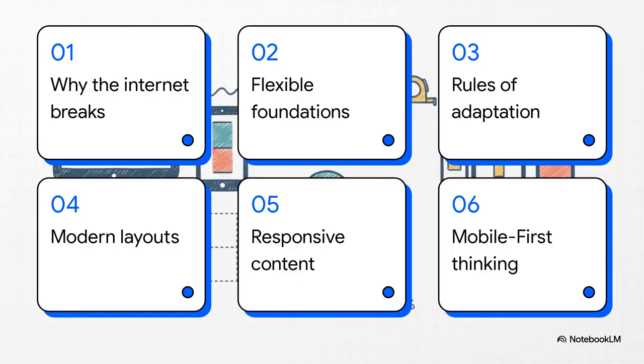So, to really get how this all works, here's our game plan. First, we'll look at why websites break to begin with. Then we'll get into the flexible building blocks and the smart rules that let them adapt. And finally, we'll cover the modern tools for building layouts and a really important strategy called mobile first.